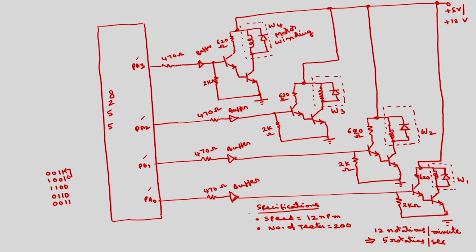And the number of teeth is 200. So one complete rotation means 200 teeth. So 5 rotations per second. One rotation means 1/5 second. It has to get 200 teeth completed in one rotation.